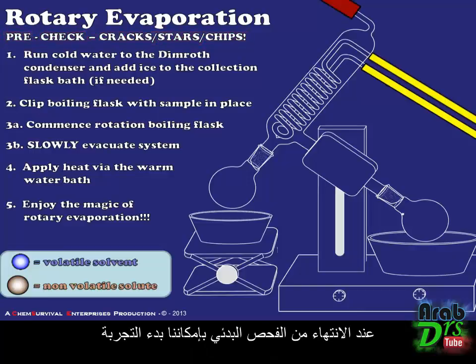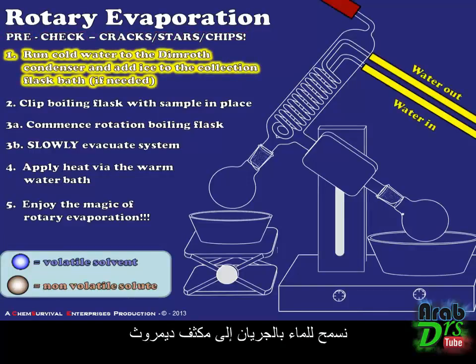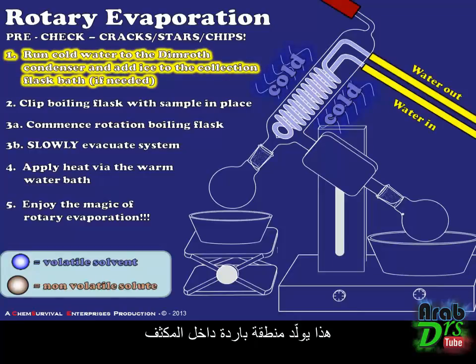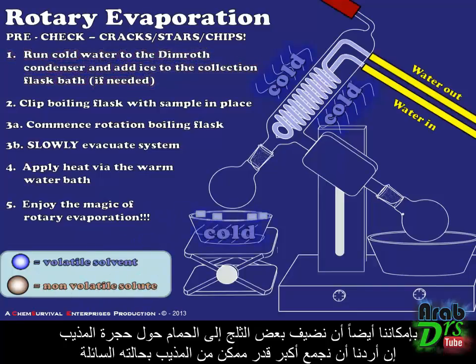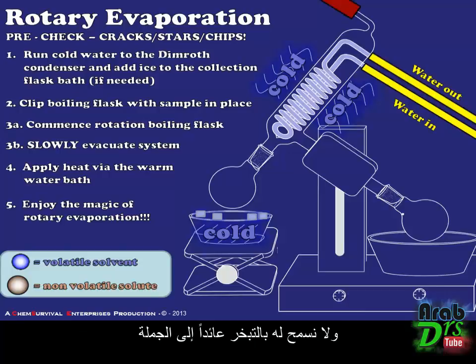So once we've done our pre-check and we're ready to go, we run cold water to the Dimroth condenser. So this creates a zone of cooling in the condenser. We can also add some ice to a bath around the solvent trap if we want to be sure that we accumulate as much solvent as possible in the liquid phase and not allow it to vaporize back into the system.